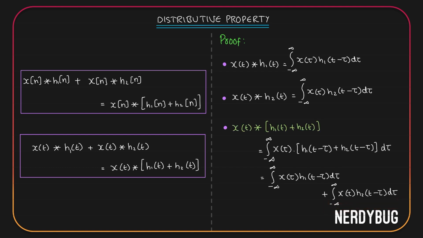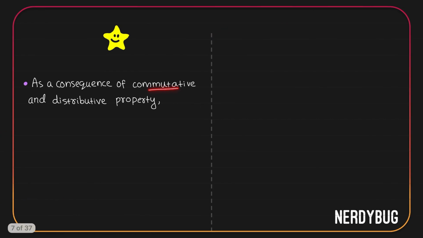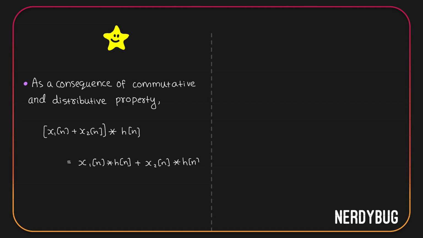Let's make some space here to write that down. So this is the convolution of x(t) and h1(t) plus the convolution of x(t) and h2(t). Now, as a consequence of the commutative property and distributive property, we can write the convolution of the sum of x1(n) and x2(n) with h(n) as the same as the convolution of x1(n) with h(n) plus the convolution of x2(n) with h(n).